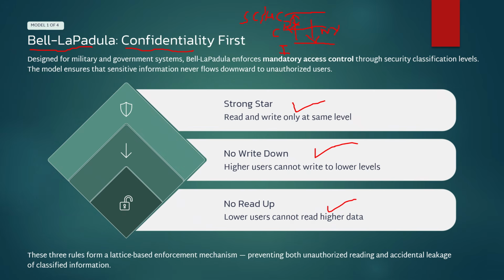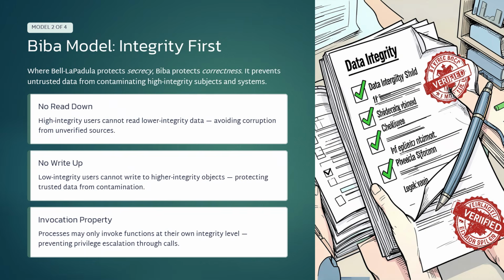But when it comes to Biba, many people get confused about the difference between Bell-LaPadula and Biba. I will give you the tip on how I remembered it. Biba has an I in it, and I stands for integrity. So when you speak about Biba, it is about integrity first. What Biba says is no read down.